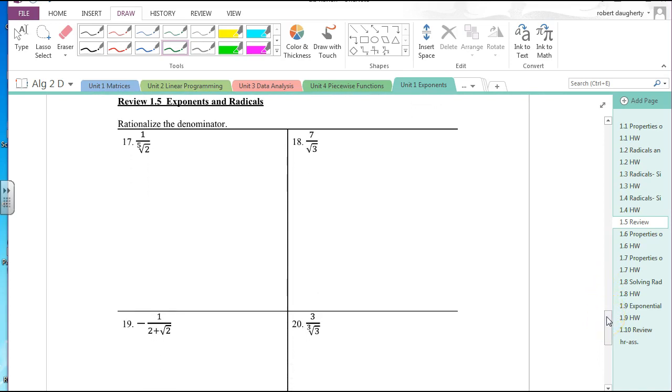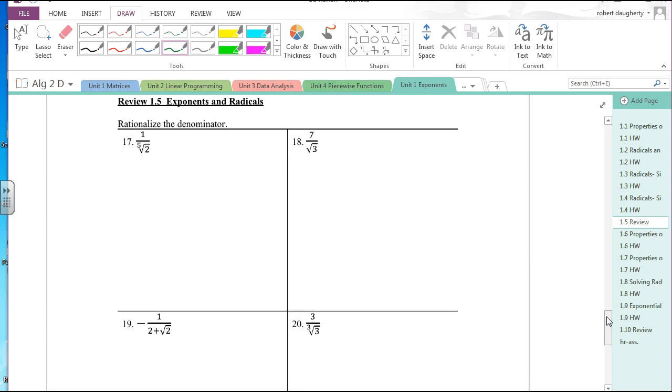Rationalizing the denominator. I don't think you guys liked this last semester. I'm not sure if you're going to like it this one, but here we go. I want the denominator to have no radicals, okay? So if I look at number 17, I've got the fifth root of 2.